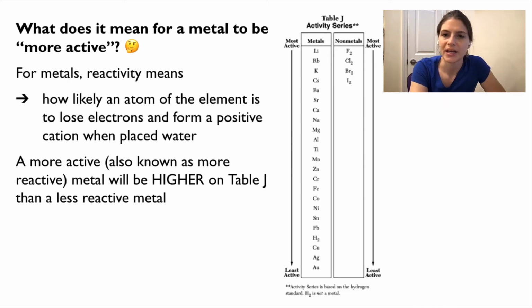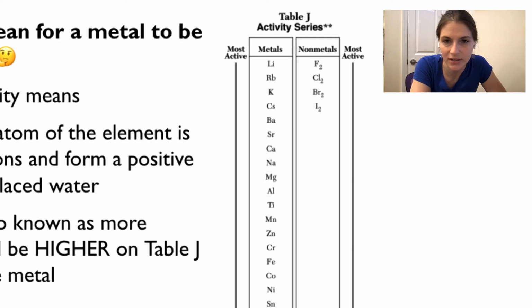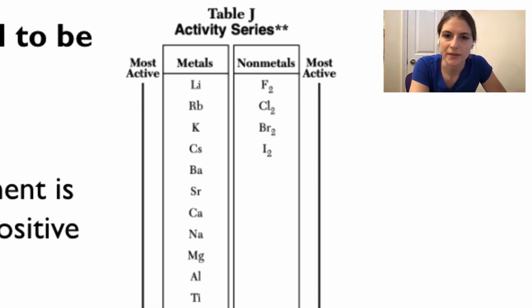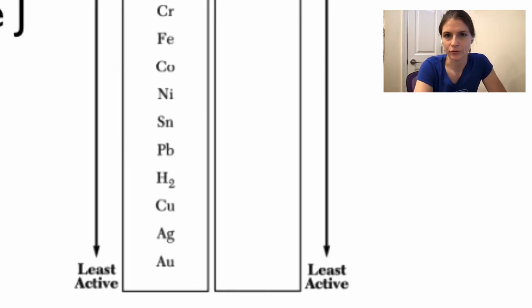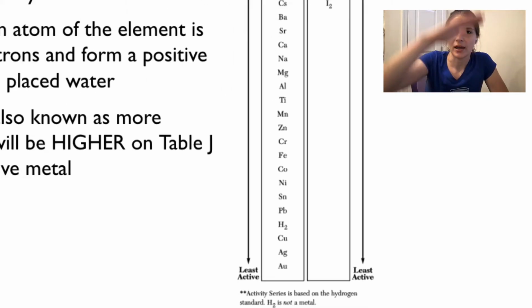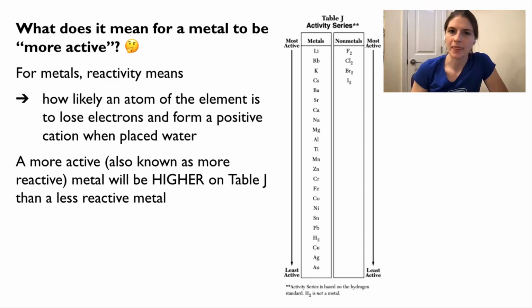So, for example, we can say that lithium is the most active metal on the entire activity series because it is all the way at the top. Silver and gold are the least active metals on the activity series because they are all the way at the bottom. Where an element falls vertically on the table tells us how active it is.